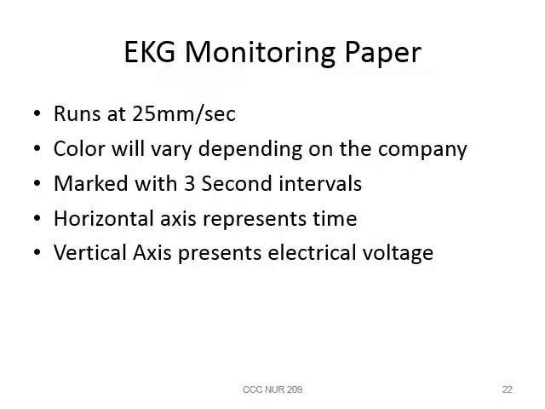Understand that the horizontal axis represents time. The vertical axis represents electrical voltage. So as you look at a strip, understand there's a horizontal axis and a vertical axis. Now, again, we talked about the machines being set to run at 25 millimeters per second. You can change that speed, but most of the time we don't. You may see some of the cardiologists change the speeds to look at a rhythm strip to get a better look at the QRS complexes.